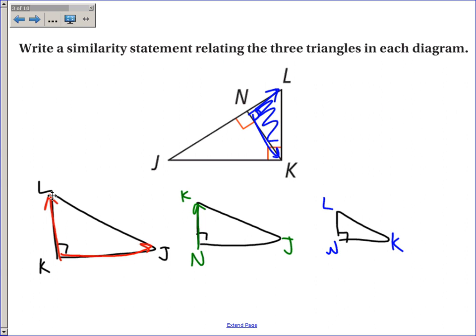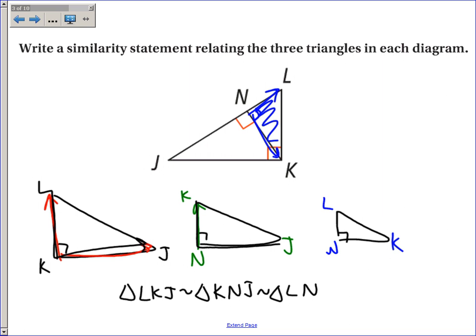Now I've drawn these with the same orientation, so now that they're all oriented correctly, I can write a similarity statement. The order must be the same for all three. So I will just pick the order of triangle LKJ, which is similar to triangle KNJ, which is similar to triangle LNK. And these are all similar to each other.